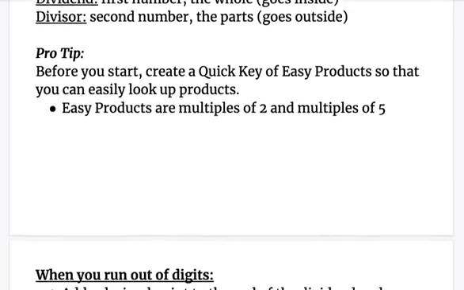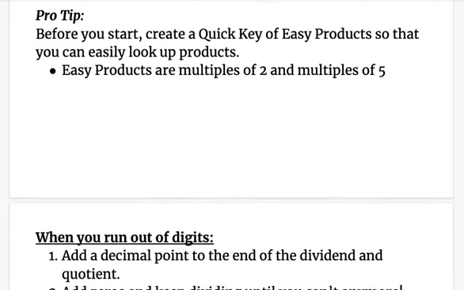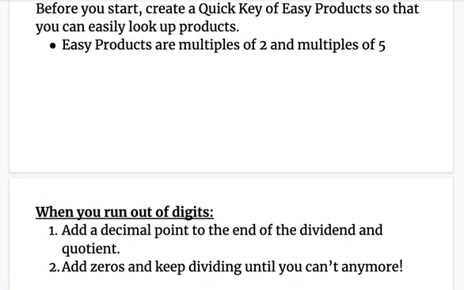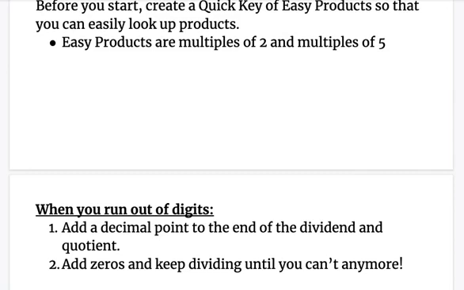And today we are going to be working with quotients that don't have remainders. So eventually we're going to run out of digits. Instead of finding a remainder, we're just going to add a decimal point to the end of the dividend and the quotient. And then we're going to add zeros and keep dividing until we can't divide any longer. So make sure that you pause the video and write down those two steps. They're very important.